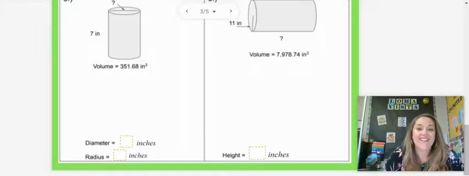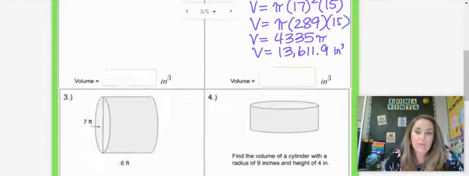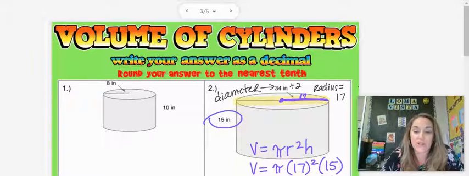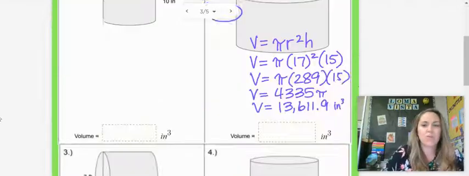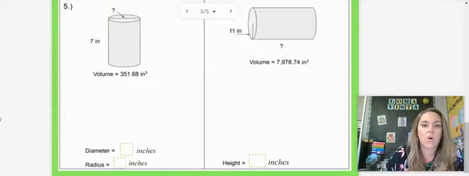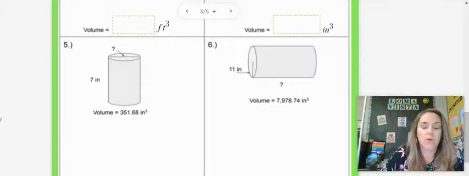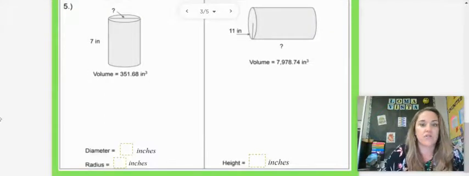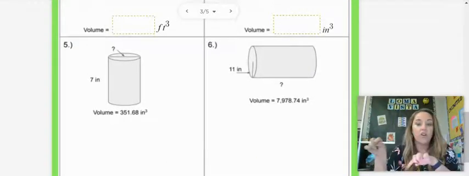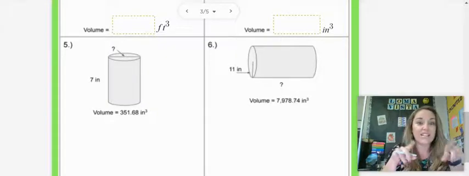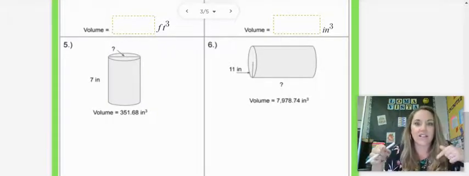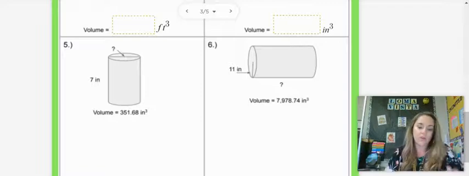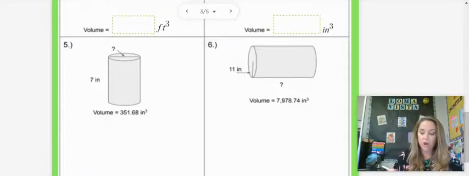Hi, everybody. On slide 3 with the volume of cylinders, I believe everyone's doing good with 1, 2, 3, and 4. I wanted to talk about number 5 real quick. 5 and 6 are different. We're not finding the volume on these ones. We're finding the radius. They're giving us the volume, and we're going to work backwards. So this is how you would start that problem.